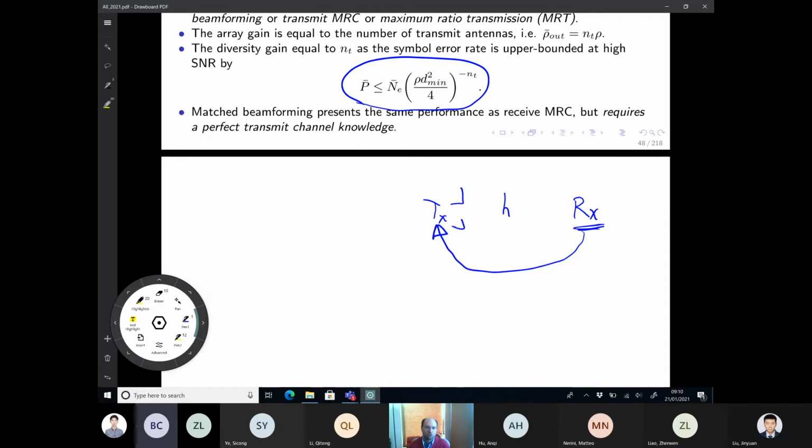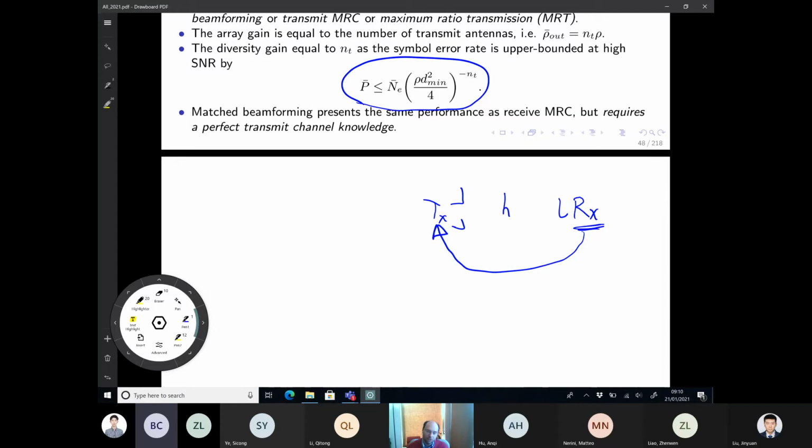so you have frequency division duplexing. That means your uplink and your downlink transmissions are done on two different frequencies. This is the way you do it. You estimate h at the receiver, you quantize it, and then you report this quantized version back to the transmitter. So in practice, you never have h perfectly known at the transmitter. So this is one way.